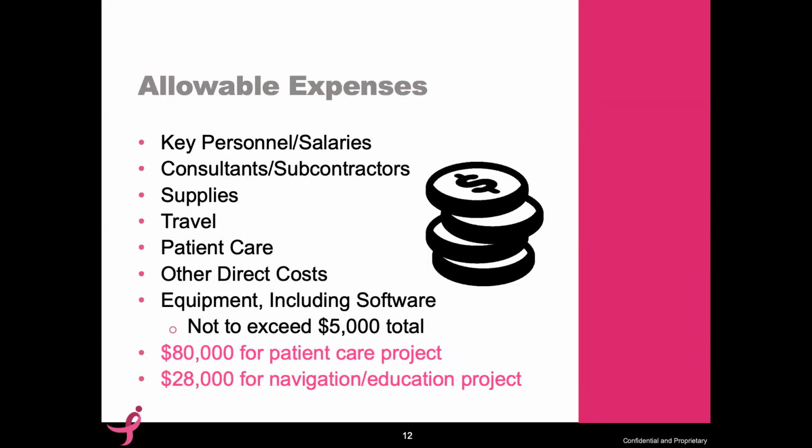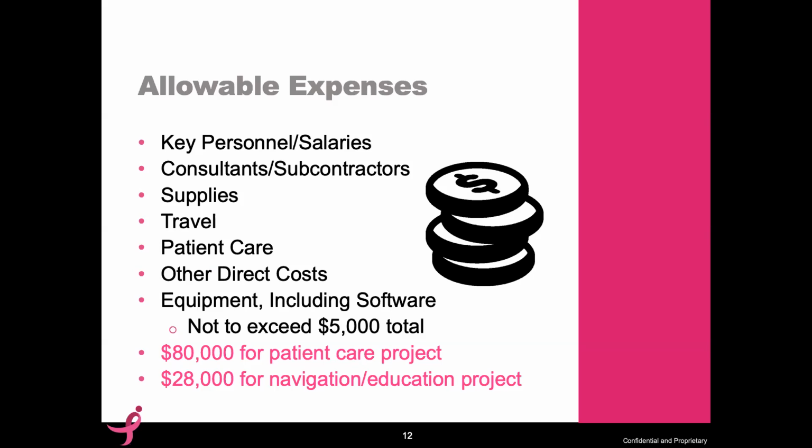So allowable expenses, these are the areas, and once again, all this information is available in the RFA, which is through the portal and on our website. They are key personnel salaries, consultant subcontractors, supplies, travel, patient care, other direct costs, and equipment including software.